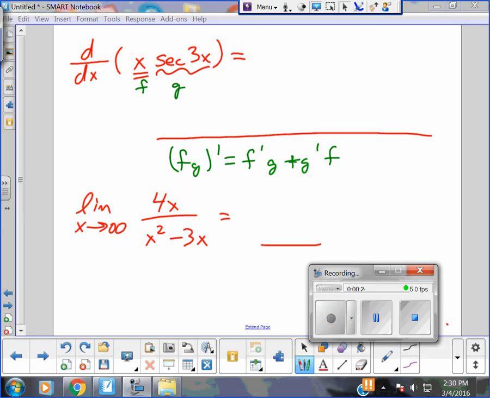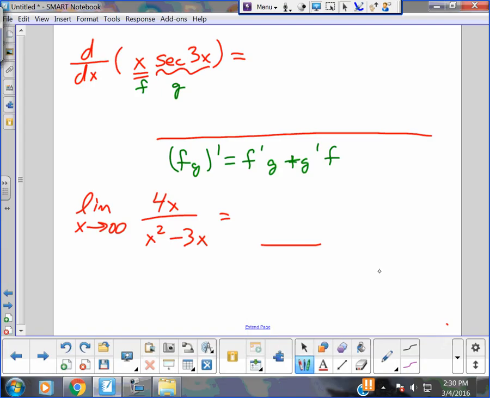All right, so everybody, I see f as x, I see g as secant 3x. So the derivative of x, f prime, right? So y prime equals, if I call this stuff y, 1 times secant 3x. That is f prime g, plus, because it's two terms, f is just x, right? So I'll put that in right away.